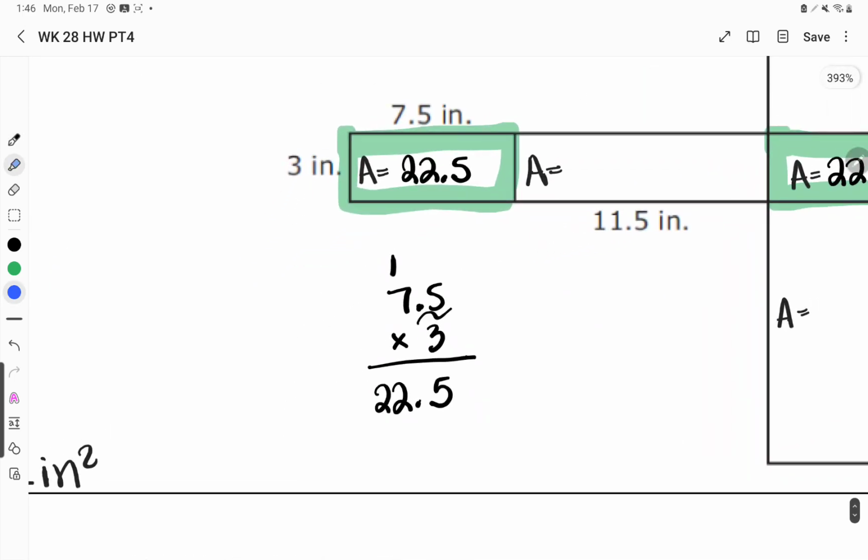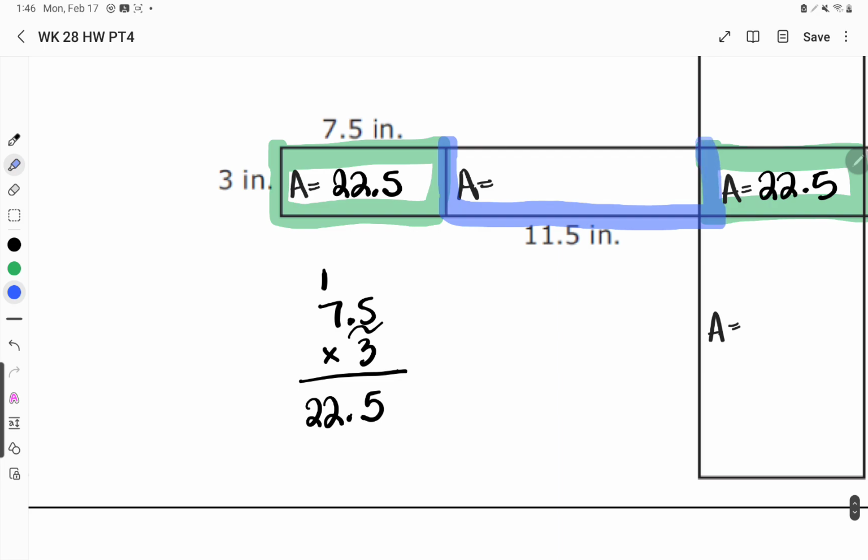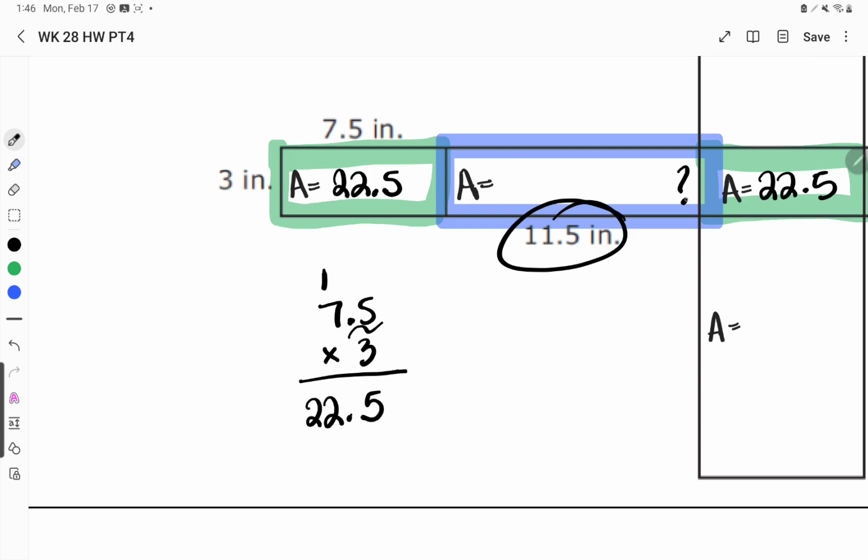Okay, then I have this right here, which is my next rectangle. I know that my base right here is 11.5, but I'm missing my height. What would my height be? 3. The reason why is this. This right here is 3. And if that right there is 3, this right here is also 3. So this right here is also 3.